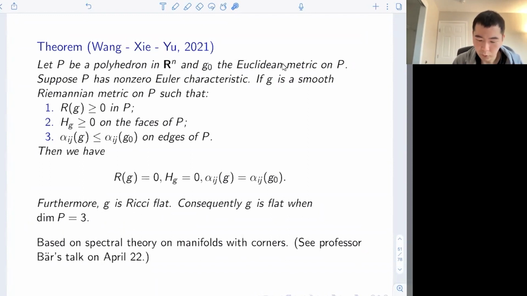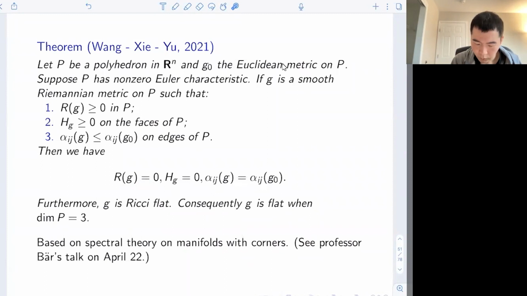Their theorem says that if you fix a Euclidean polyhedron with the Euclidean metric, and suppose it has some mild conditions, let's say non-zero Euler characteristic, and suppose you have another smooth Riemannian metric g satisfying scalar curvature non-negative, mean curvature non-negative, and the angle comparison, then you would have a weaker rigidity phenomenon: R is 0, H is 0, and the dihedral angles are everywhere equal. So from here, it's easy to deduce that the metric g is actually Ricci flat, so in particular, it's flat in dimension 3.